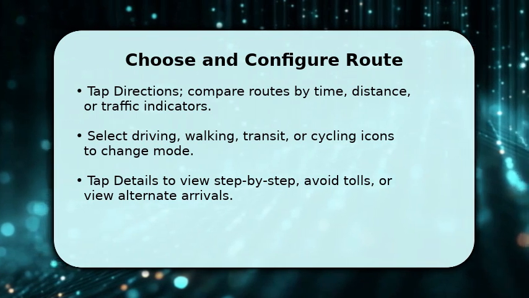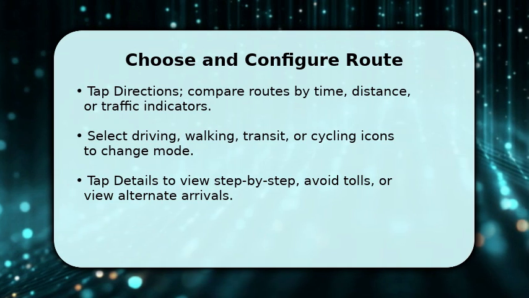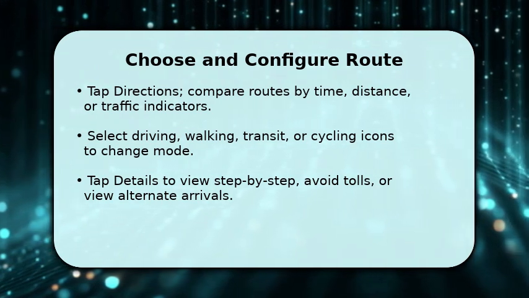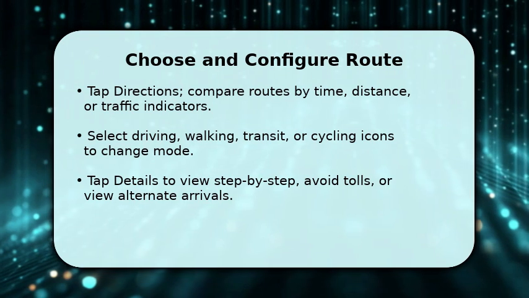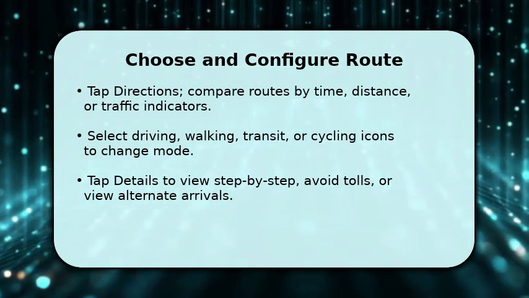Once a route is selected, tap details to preview each turn, lane guidance, and any tolls or transit connections so you know what to expect. Make sure to enable voice guidance and set volume. This keeps your eyes on the road, while the app gives timely prompts.